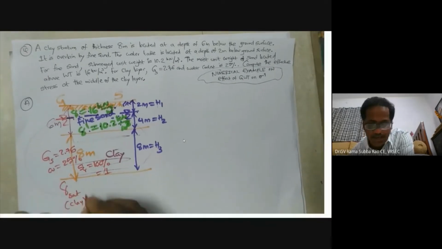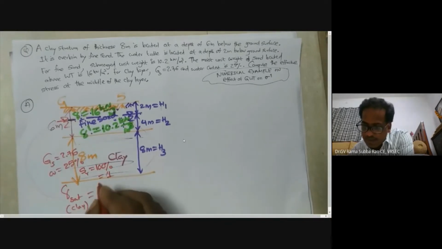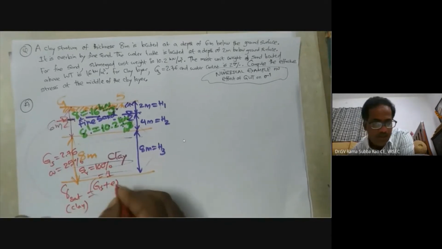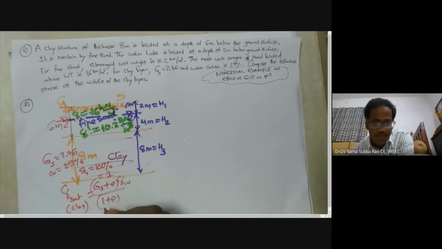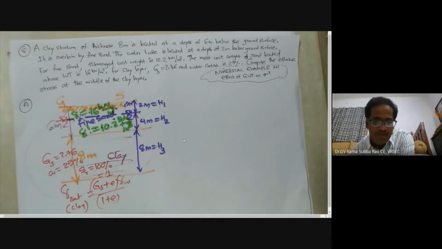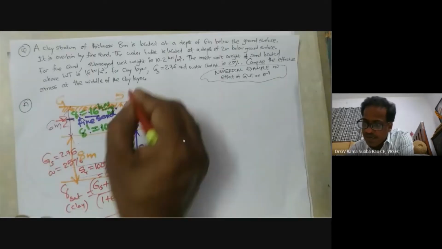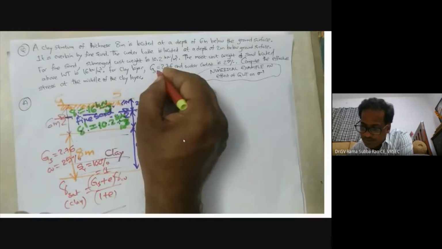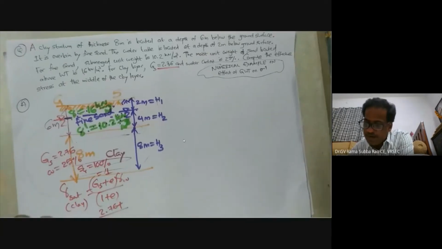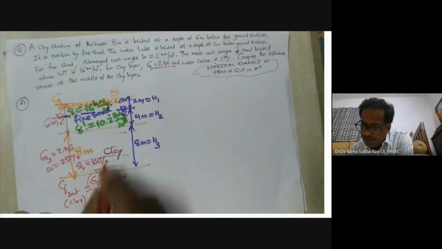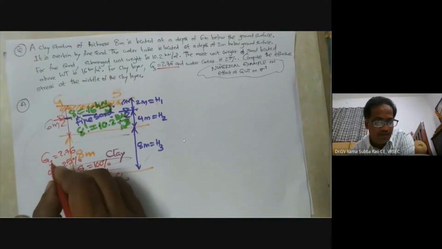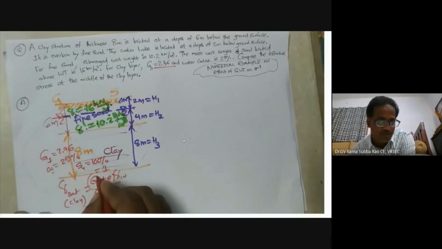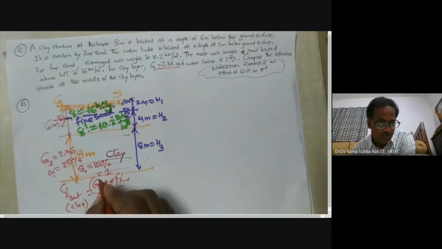Now how to calculate gamma saturated for clay? We can easily calculate it as (G plus e) into gamma W by 1 plus e. Now one can see GS is given. How much is it for the clay layer? 2.76. Void ratio is not given, but I can get the void ratio because I know here W is given, water content is given, GS is given, specific gravity of solids is given, degree of saturation is known to us.